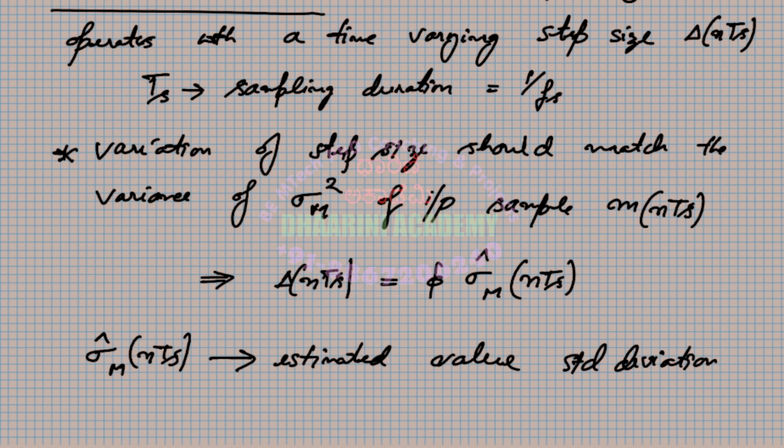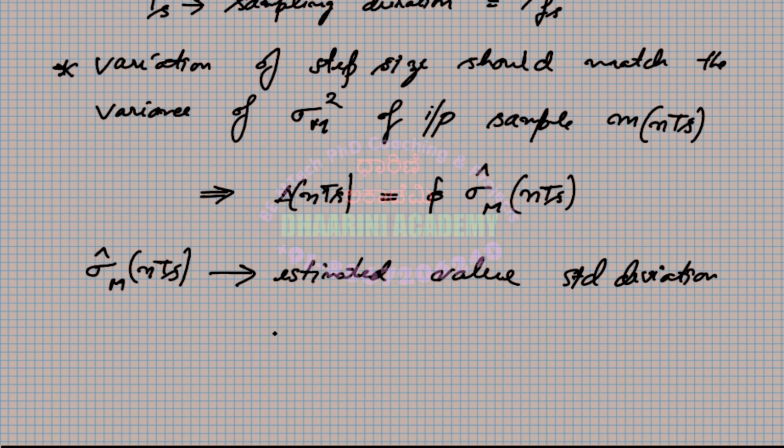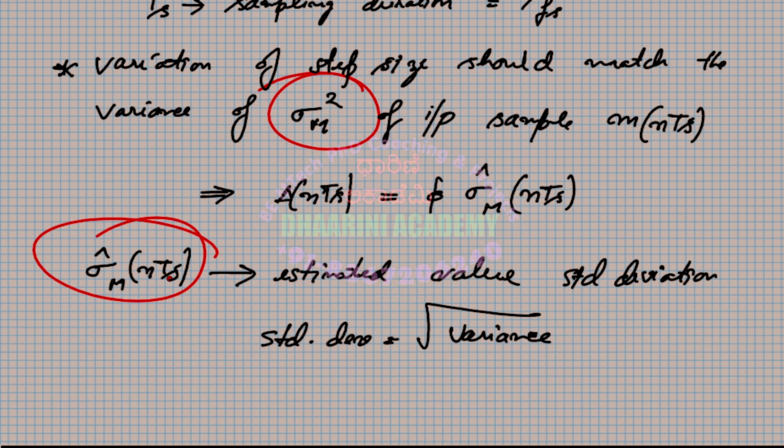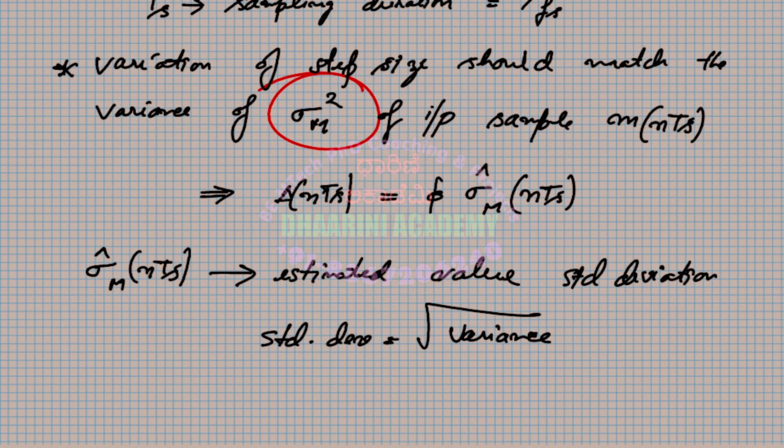What is the relationship between standard deviation and variance? If you remember, standard deviation is equal to the square root of variance. Are you okay? So here we wrote a square term, but here I'm not writing a square term, because I have to take a square root. It is not the variance, but the standard deviation. I hope it is clear.